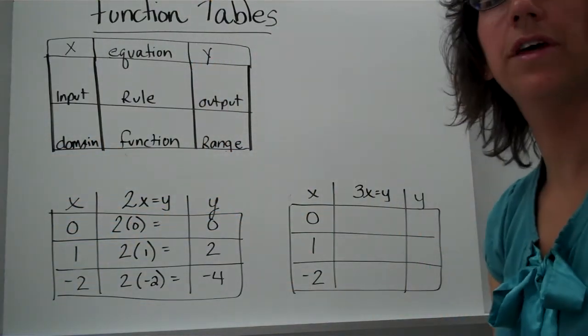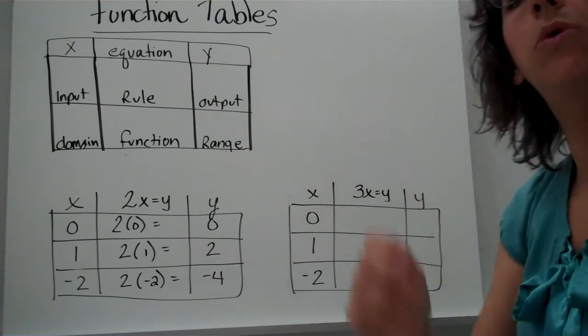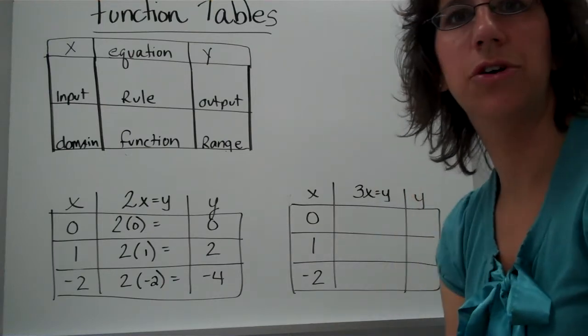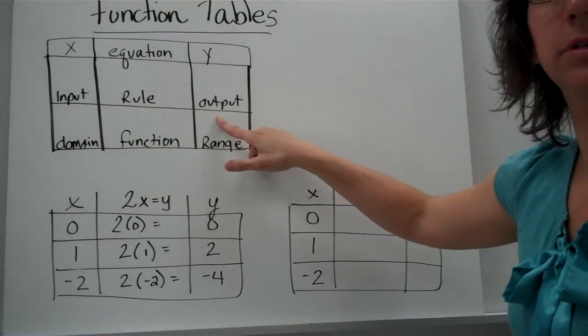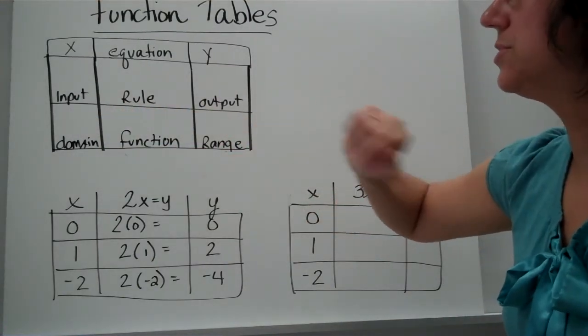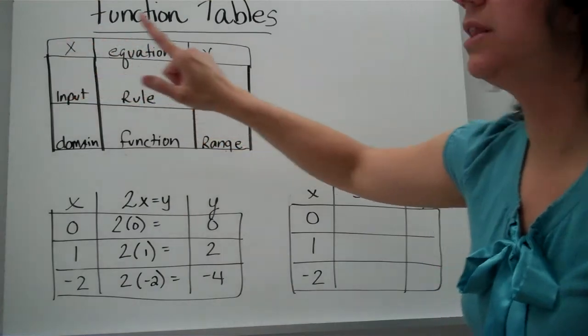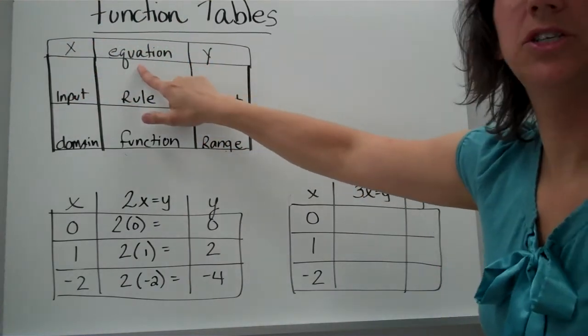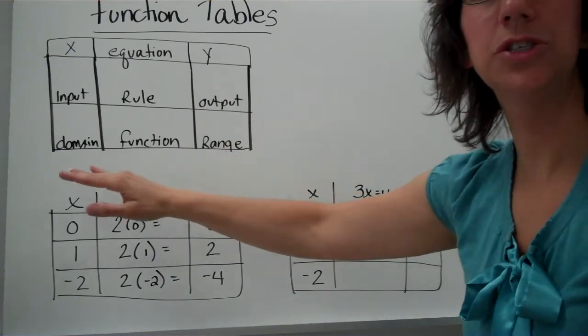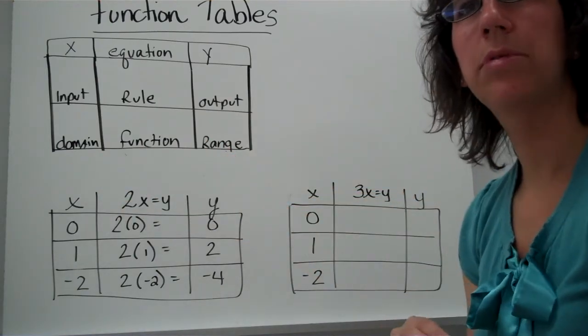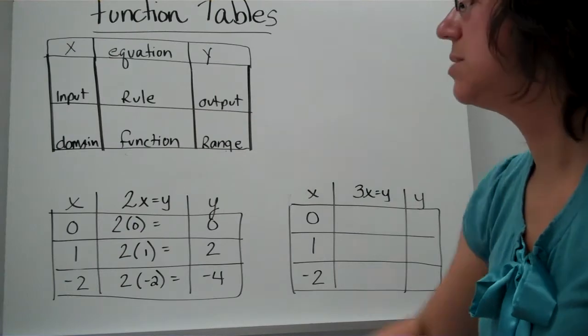All right, to start off with a function table. You've done function tables before, and they've been called various things over the years. In elementary school, they call them input-output tables. You've also seen them where you have the x value on the top and the y value on the top and the equation in the middle. And then also domain, range, and function. I just want to show how those vocabulary words really relate to a function table.